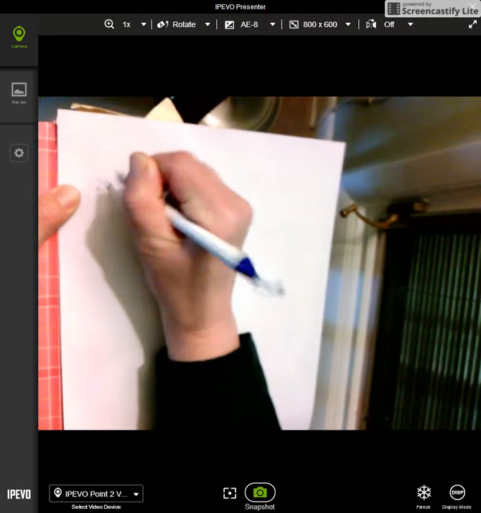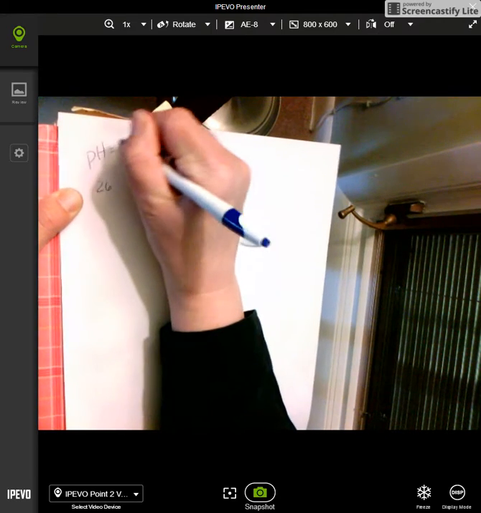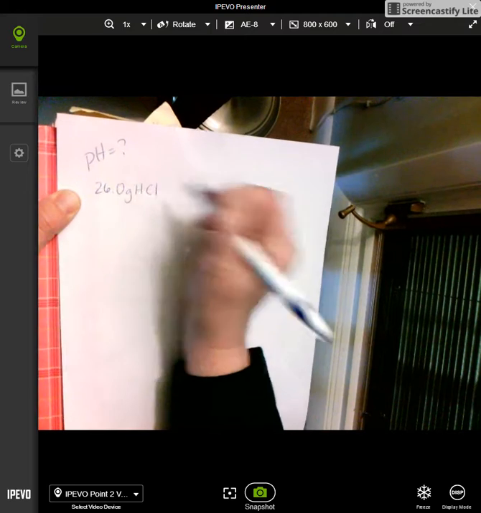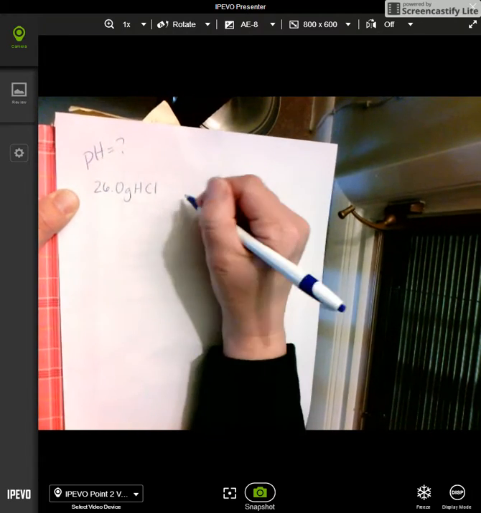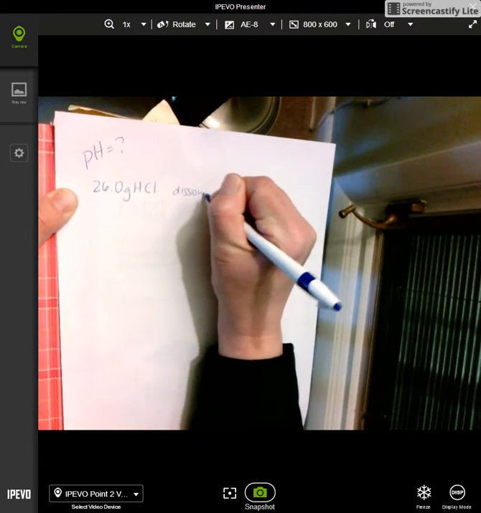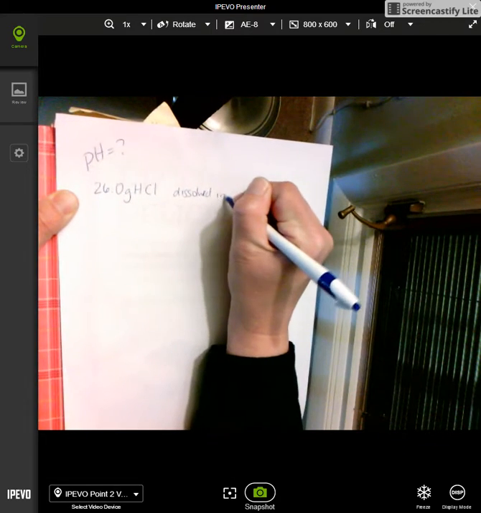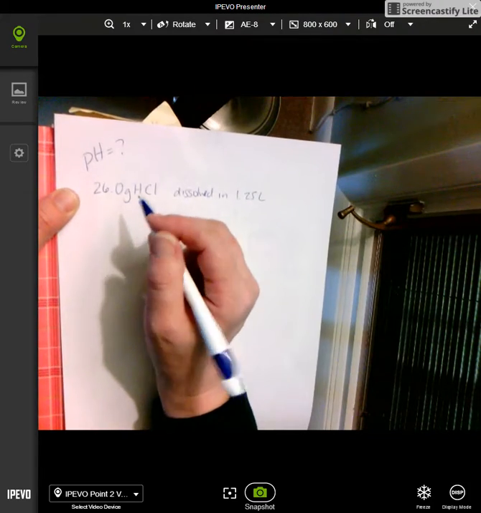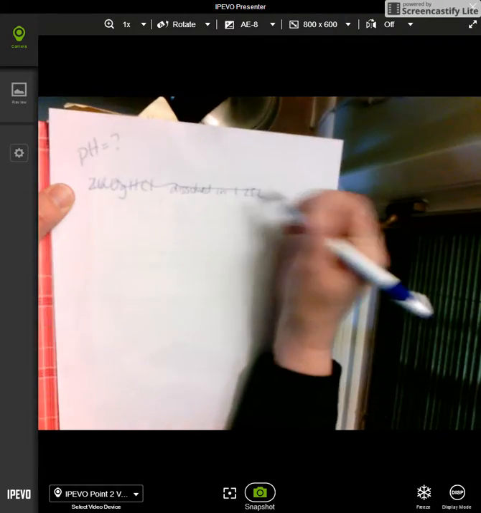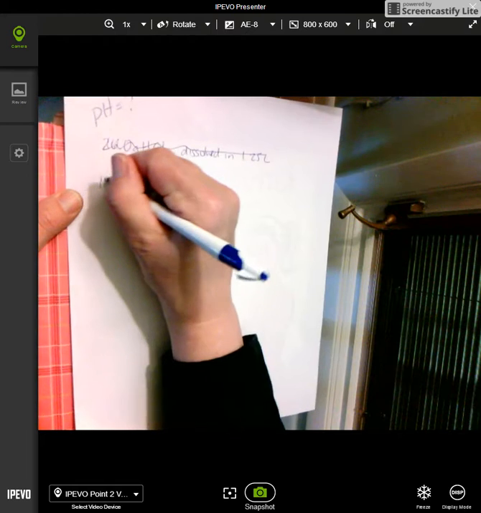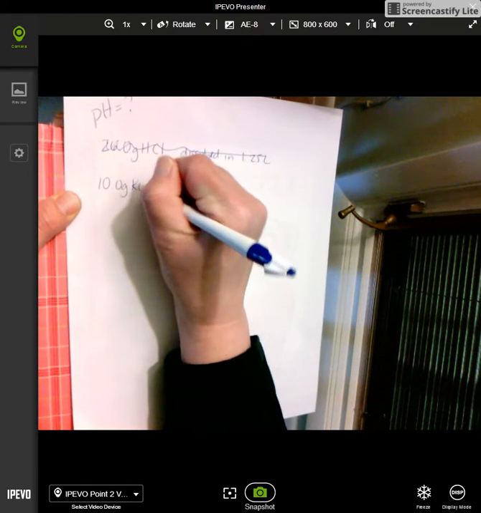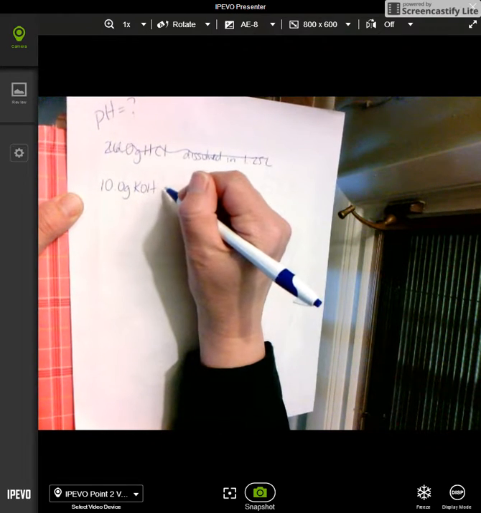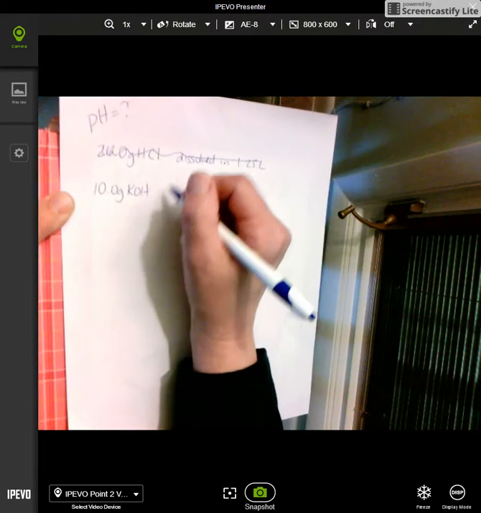So the question asks, what's the pH of a substance of 26.0 grams of hydrochloric acid when it's dissolved in 1.25 liters? Oh, I'm sorry. Wait, that's 17A. We already did 17A. Let's do 17B. The question is 10.0 grams of potassium hydroxide. We actually did this in class, but somebody who missed class needed help, and I'm posting it, so anybody who needs help can get it.